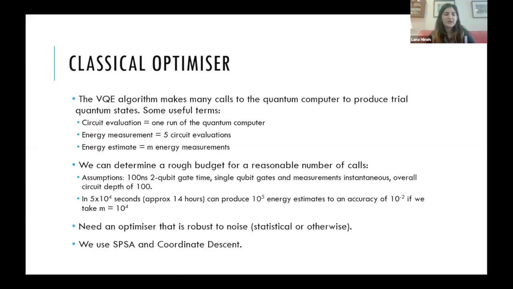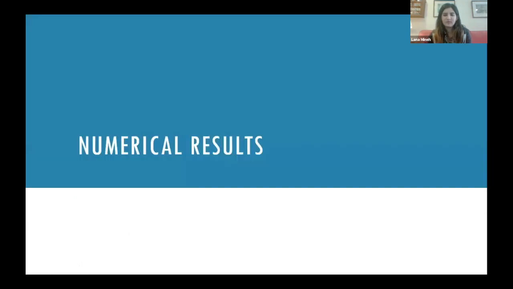It's also really important that we find an optimizer that's robust to noise, statistical or otherwise. For this reason, we tested two different optimizers. One is SPSA, which is a type of stochastic gradient descent. Another one is coordinate descent.